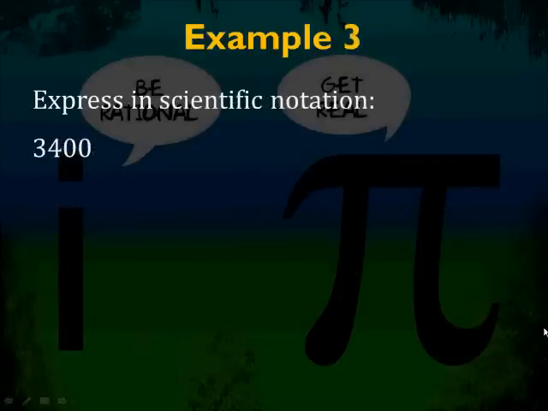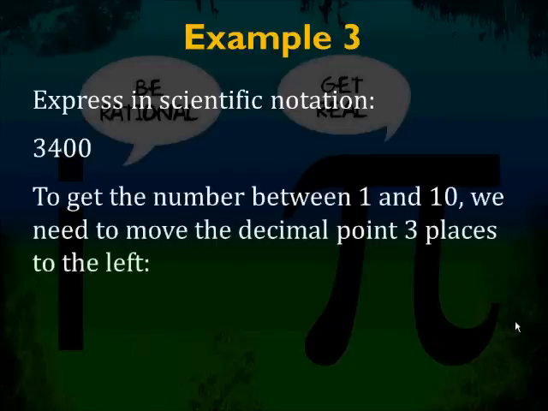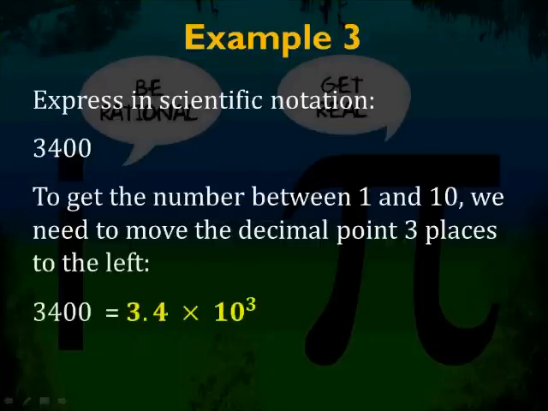Example 3. Now we're going to express this in scientific notation, 3400. What you're going to want to do is get a number between 1 and 10. So you need to move the decimal point from there to there. The answer is 3.4 times 10 cubed. The decimal point is going to go there. You have moved it 3 spots to the left, so your exponent is 10 cubed. Remember, 10 cubed is like 1,000. So 3.4 times 1,000.